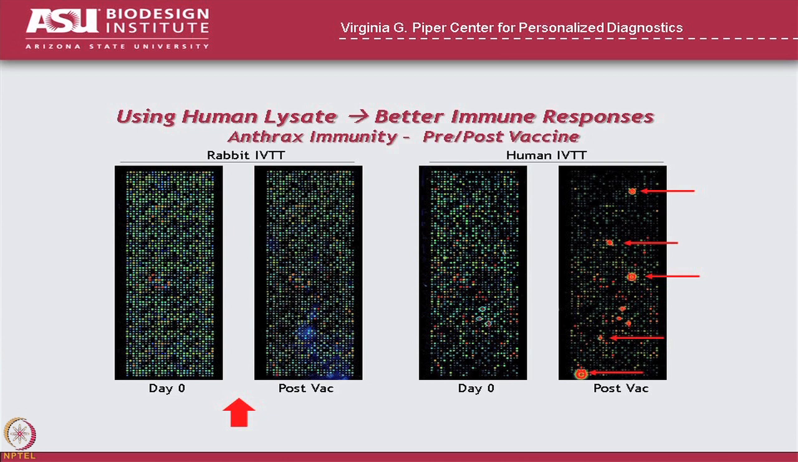So one of the problems that we used to see with rabbit retic lysate was every once in a while, when we were looking at, this is a person who was vaccinated with an antibody to this anthrax, that even after vaccine, we saw no response on the chips. If we made the same chip with human lysate, we saw very good responses. Probably what's happening is, in the rabbit lysate, because it's from blood, there may be inhibitors of immune response there. And those were blocking it on the chips. But the human lysate comes from a purified cell line. There's no immune system around, and so you don't get that problem.